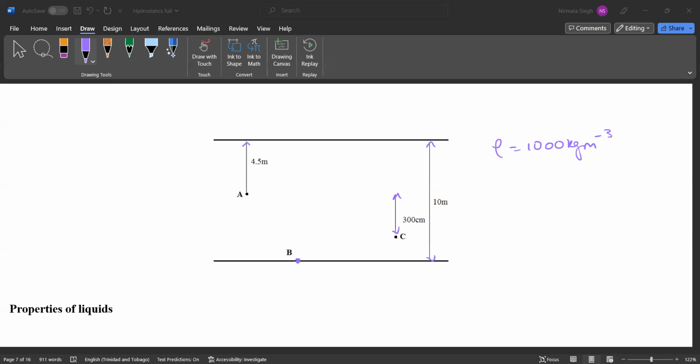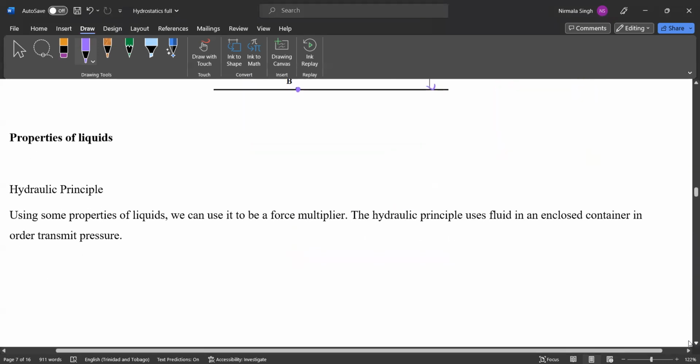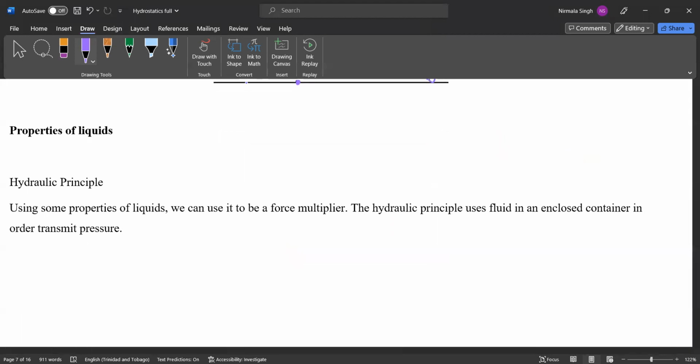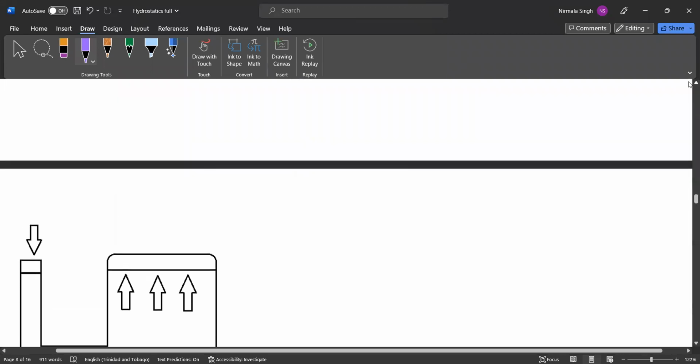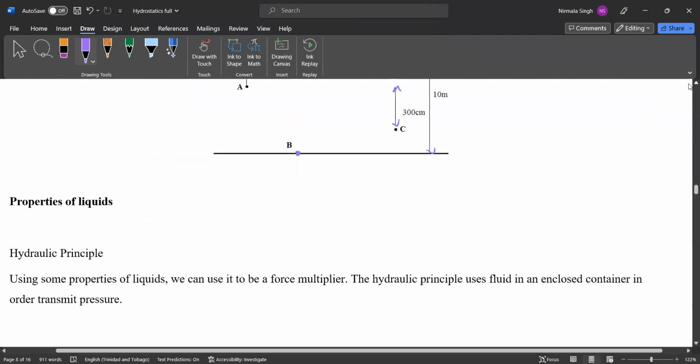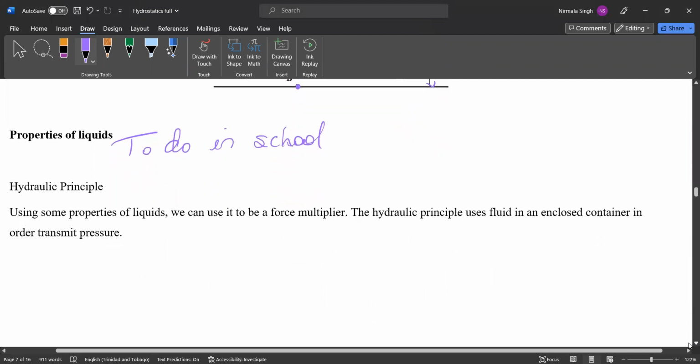Okay, moving on. Properties of liquids. This one we're going to have to do in school because you'll have to write a diagram, draw something, and this is something I don't want you to just read. But I could send you a little short handout on this. All right, hydraulic principle. Again, we'll do this in school.